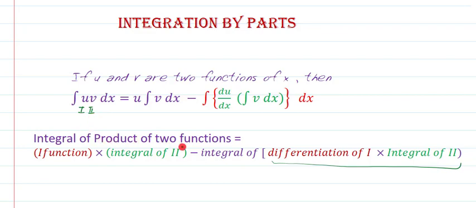Then the integration of first into second function can be given as: the first function is written as it is without any change. So the first function is multiplied by the integration of the second, minus the integration of this whole function which we get after the multiplication of the differentiation of first and the integration of second.